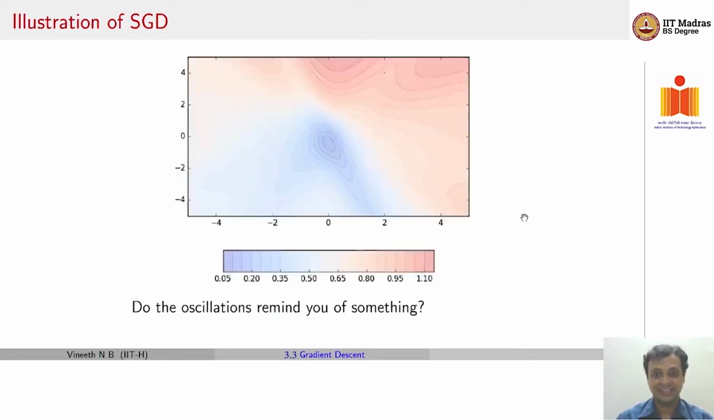Let's try to see an illustration of stochastic gradient descent. This is once again a contour plot of an error surface. Let's see how stochastic gradient descent does. You can see it progressing towards the minimum. Remember, the minimum is the blue surface. As it goes closer to the minimum, it seems to oscillate. Do the oscillations remind you of something?